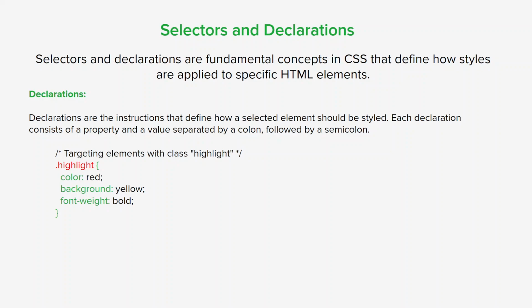So you can see here the highlight class selects target elements with the class highlight and applies a specified style using declarations. Remember that CSS allows you to combine multiple selectors to create more specific rules and cascade, and specifically determine which style takes precedence when multiple rules apply to the same element.